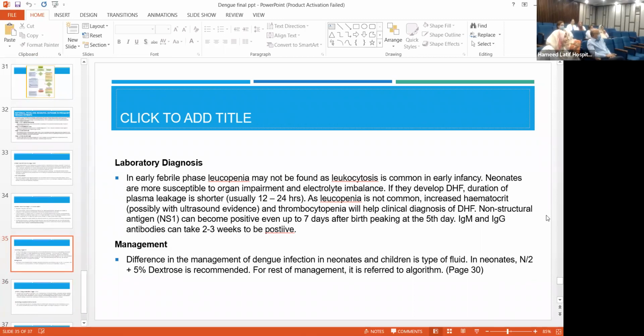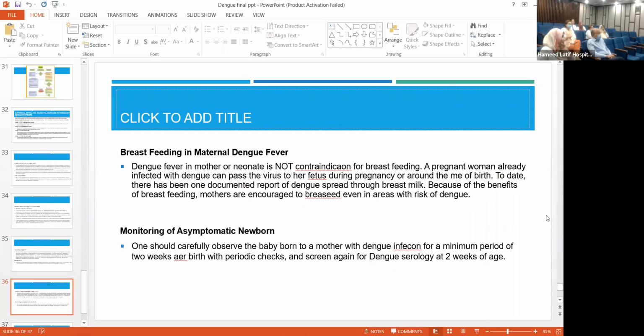So their lab diagnosis also comes in, with the same leukopenia, then NS1, and then the management is different for them. In these units, 10 to 5% dextrose is recommended. For the rest of the management, it is referred to as different. Dengue fever in mother or neonate is not a contraindication for breastfeeding. They can be breastfed, and infants should be monitored closely.